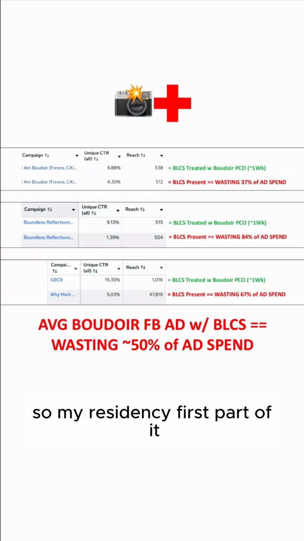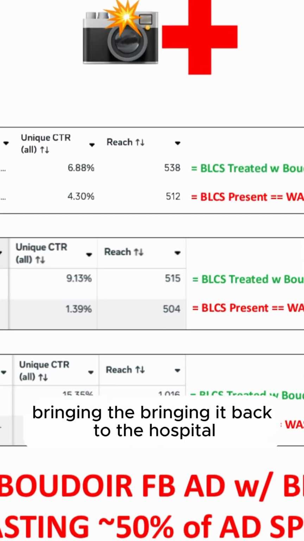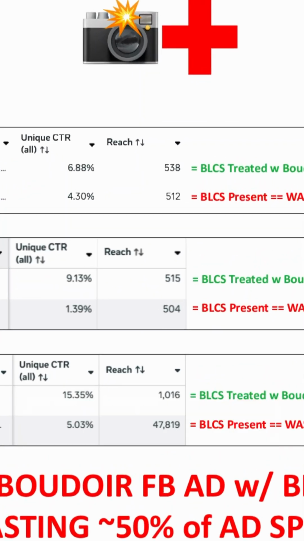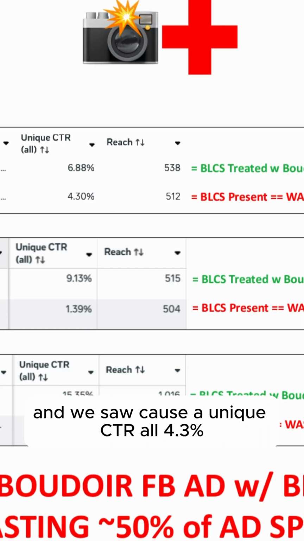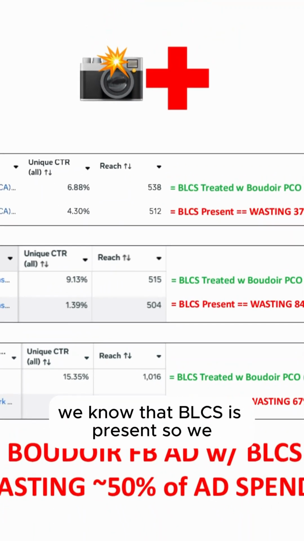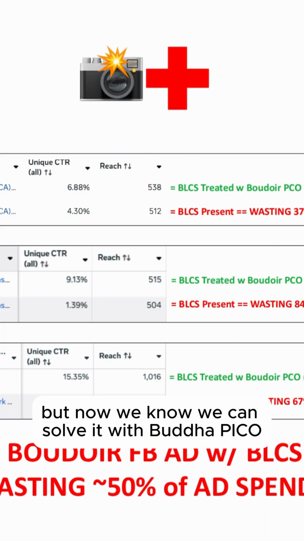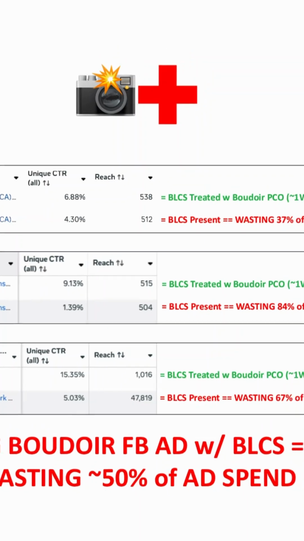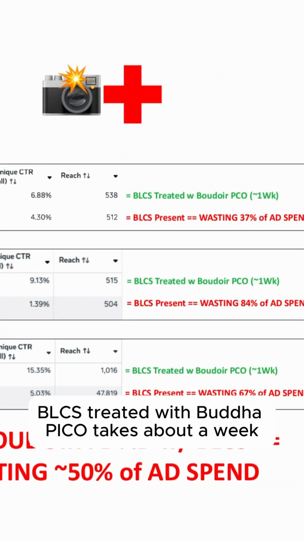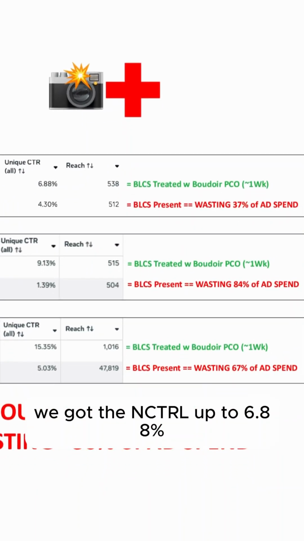So my residency, first part of it: finding one ad out there, bringing it back to the hospital, testing it, and we saw a unique CTR all of 4.3%. So unique CTR all under 6%, we know that BLCS, aka Boudoir low click syndrome, is present. But now we know we can solve it with Boudoir Pico. So we did exactly that. BLCS treated with Boudoir Pico takes about a week. We got the unique CTR all up to 6.88%.